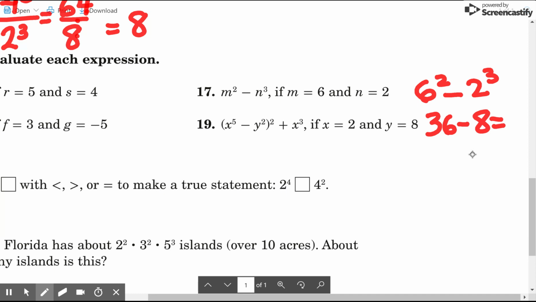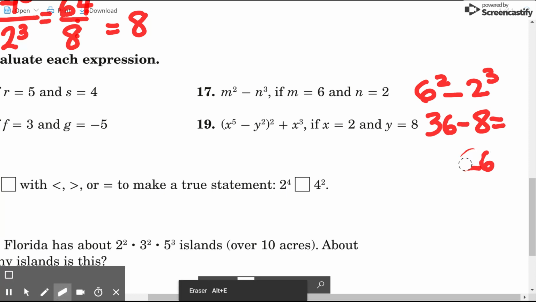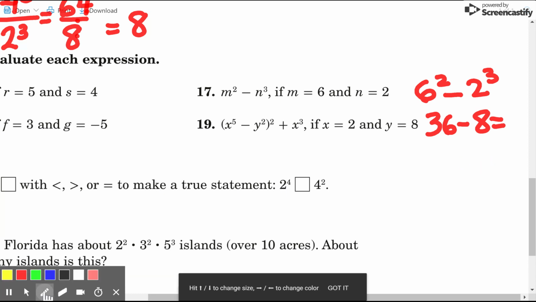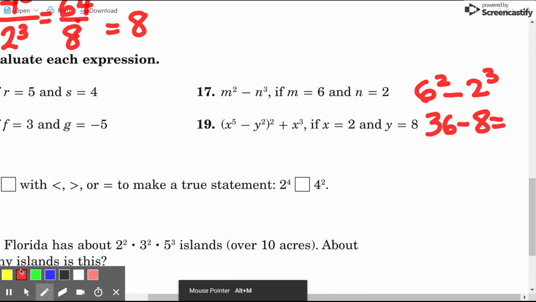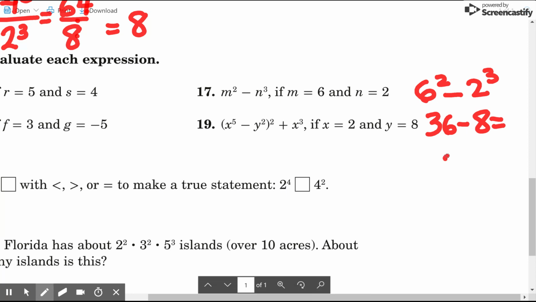36 minus 8 is not 26. I don't know what I did there. 36 minus 8 is 28. And that would be our final answer for 17.